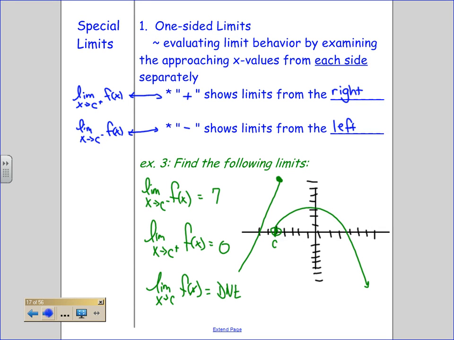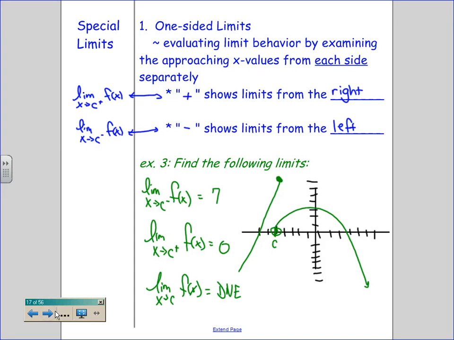Why? Because the one-sided limits do not exist. No, that's not it. The limit does not exist because the one-sided limits do not agree. They do not approach the same number. And if they do not agree, then the limit cannot exist.